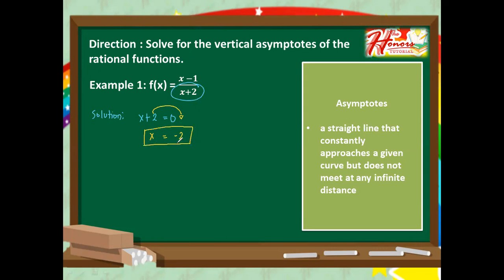Any number, any variable, any term that you are going to transpose at the left or the right of the equation, you have to change its symbol or sign. So if it is positive, then it will become negative. If it is negative, then it will become positive. So that's it for the vertical asymptote. Vertical asymptote is x equals negative 2.